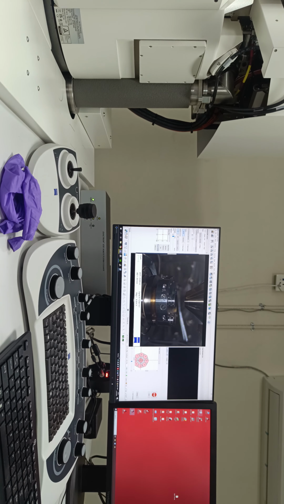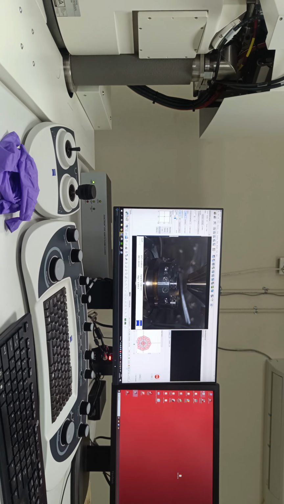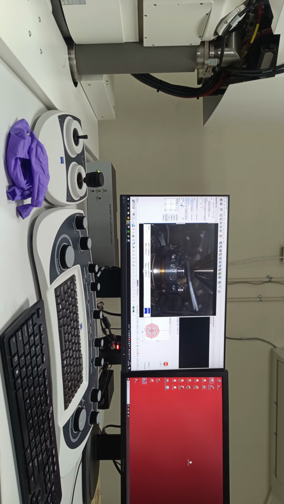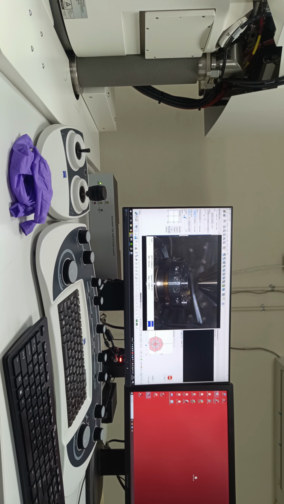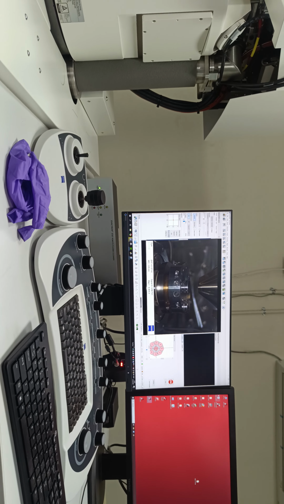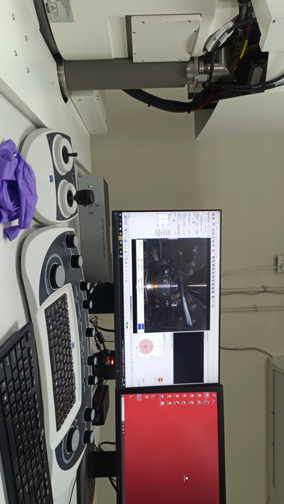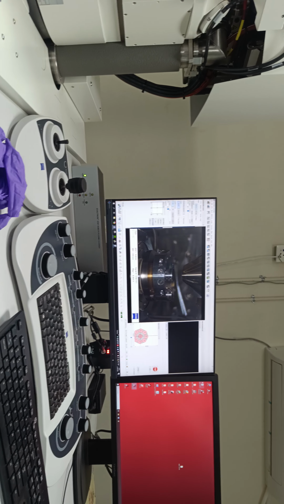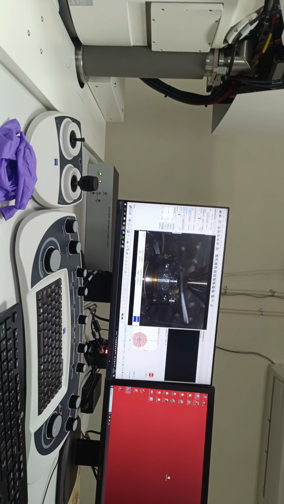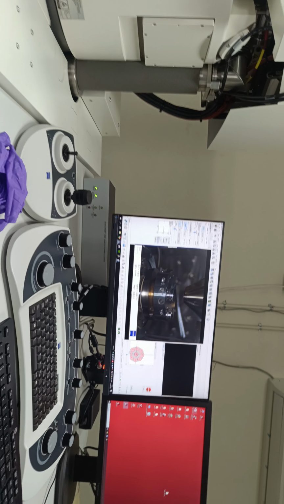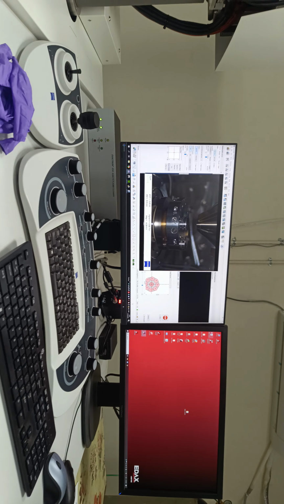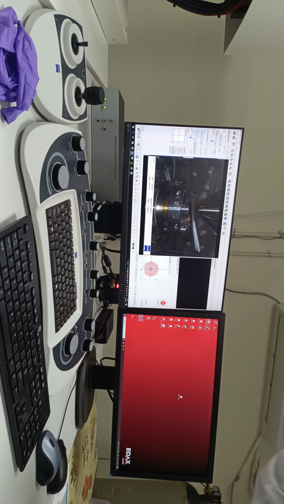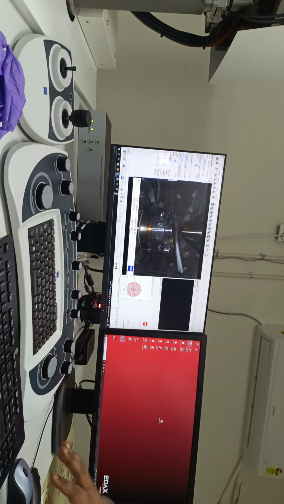Before switching on the EHT, you can check the vacuum level and the gun. These two things should be ticked, green. If they are not, then you cannot even switch on the EHT. EHT means the gun: basically, you are giving acceleration to the electron. That's the EHT.